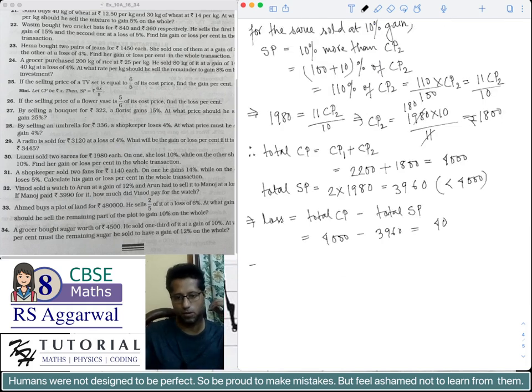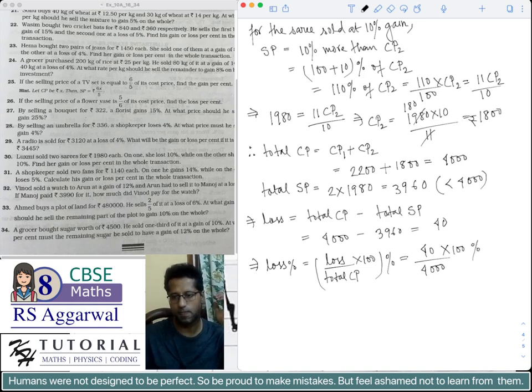So we have to find the loss percent. Therefore, loss percent is equal to loss divided by the total CP multiplied by 100. This is equal to 40 divided by the total cost price of the two sarees, which was 4,000, multiplied by 100. So this is equal to 1 percentage. So there was an overall loss of 1 percentage.